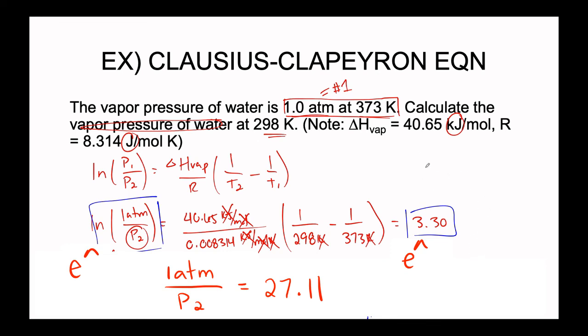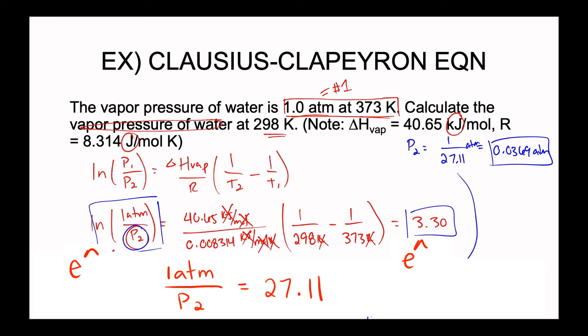P2 is going to be equal to the inverse of 27.11. That's how our algebra ends up working out. Atmospheres, of course, is our unit, and we find the exact same answer, 0.0369 atmospheres.